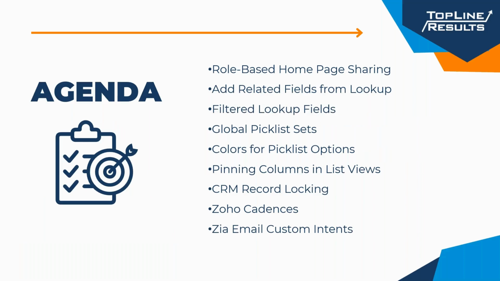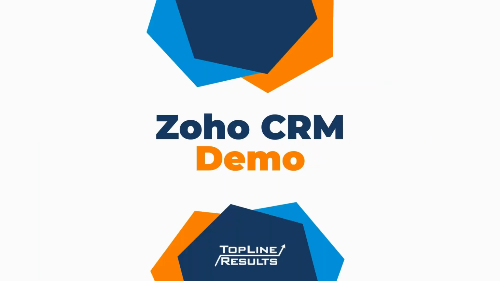As for the agenda, we'll take a look at role-based homepage sharing, as well as how you can add related fields from a lookup and filter what fields lookups are looking for. We'll also take a look at global picklist sets and how you can add colors for your picklist options. We'll then look at pinning columns in list views, similar to freezing a pane in Excel. We'll then look at record locking, Zoho Cadences, and Zia email custom intents. Let's jump right into Zoho.